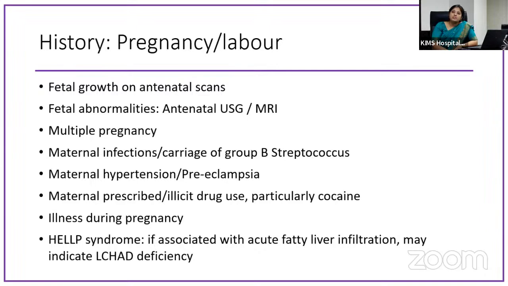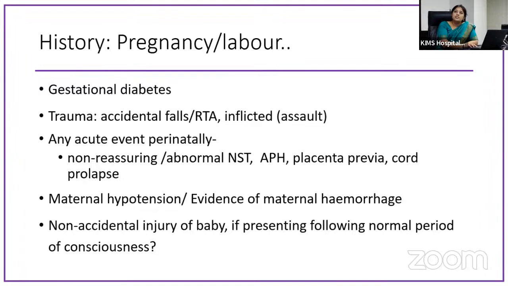Illnesses during the pregnancy should be asked for. And HELLP syndrome in mothers, especially associated with acute fatty liver infiltration, may indicate a LCHAD deficiency in the baby. Gestational diabetes again is very important because it can result in not only a large for gestational age baby with hyperglycemia, it can also result in a small for gestational age baby due to placental involvement. Any history of trauma during pregnancy, accidental falls or road traffic accidents, or any inflicted injuries should be asked for.